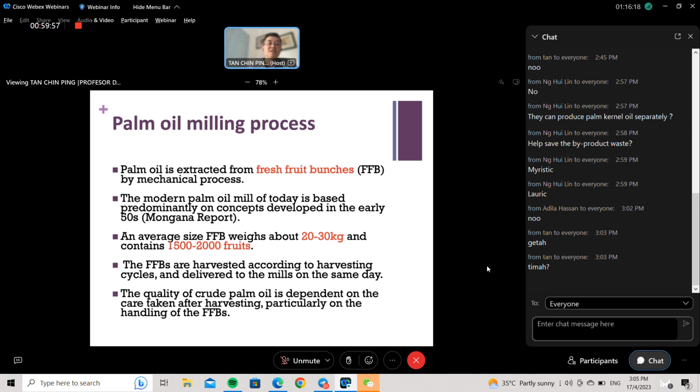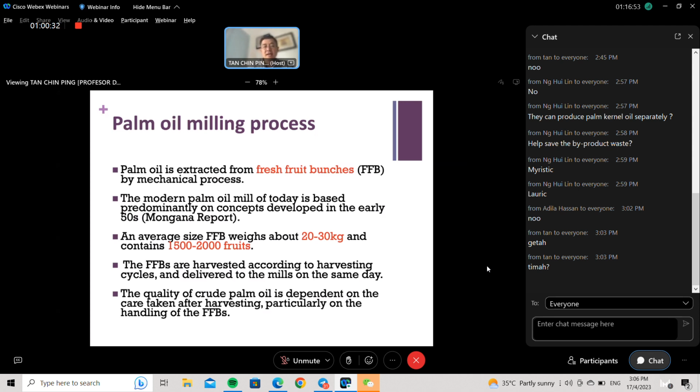So based on this particular Mongana report, we developed our first mill, and up to now, the majority of the mills in Malaysia or even in the world are still based predominantly on the concept developed by the Mongana report. Of course, now far more advanced equipment and highly efficient machines are being developed, but the process still almost utilizes the flow provided by the Mongana report. So, back to this particular lecture.